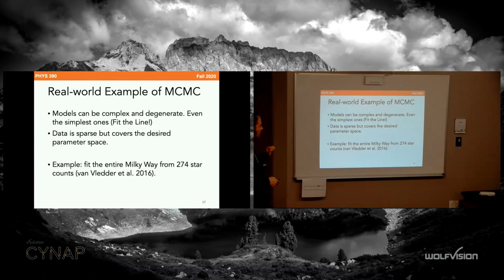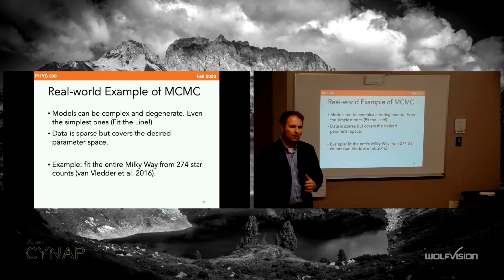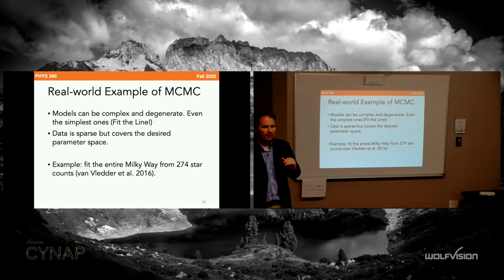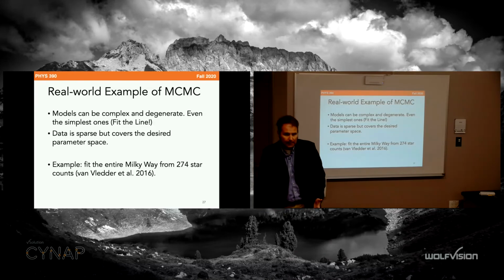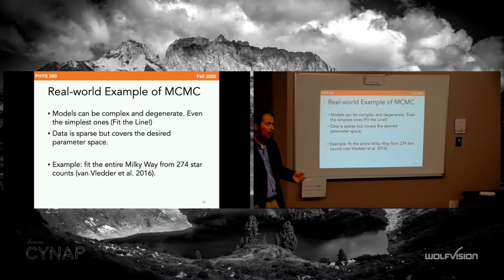So our example is, well, let's fit the shape of the Milky Way, the entire galaxy, using just 274 stars that we found in Hubble data. And these are special stars. They're called M-dwarfs. And so they are rare. Well, they're not rare, but they're small. And so they're hard to see because they're faint. And so we only pick them up at any kind of distance accidentally in a Hubble picture.